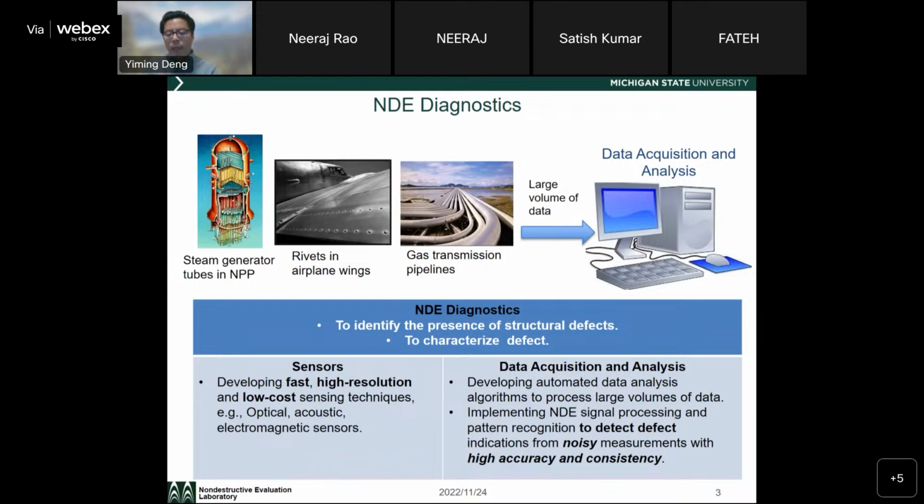The second aspect of it is data analysis. So today we'll focus on that. This is also the focus of this course. So how we can develop an automated data analysis algorithm to process large volumes of data, as I said, not necessarily big data, that's a different concept. And how we can implement NDE signal processing and pattern recognition to detect the defects and also deal with the noisy measurement with high accuracy and consistency in our final results. I highlight the noisy here.